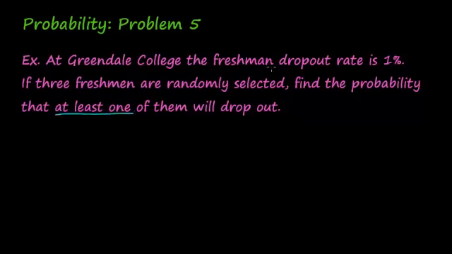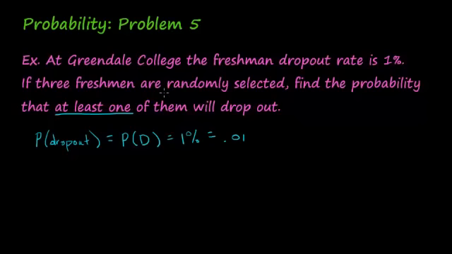Okay, let's see what information we've been given. We've been given this dropout rate. So the probability that a freshman would drop out, and to make my writing a little more efficient, I'm going to change this to the probability of a capital D to represent drop out, is 1%, or written as a decimal, 0.01.